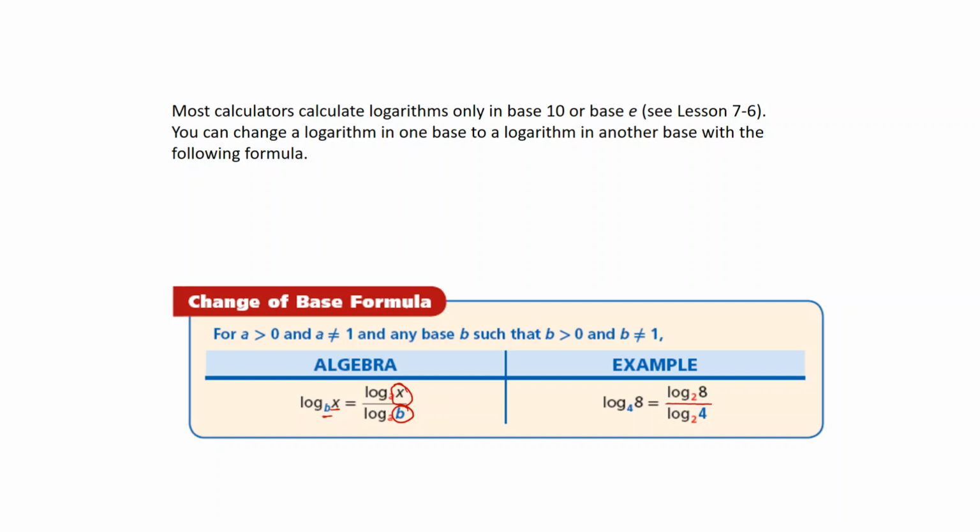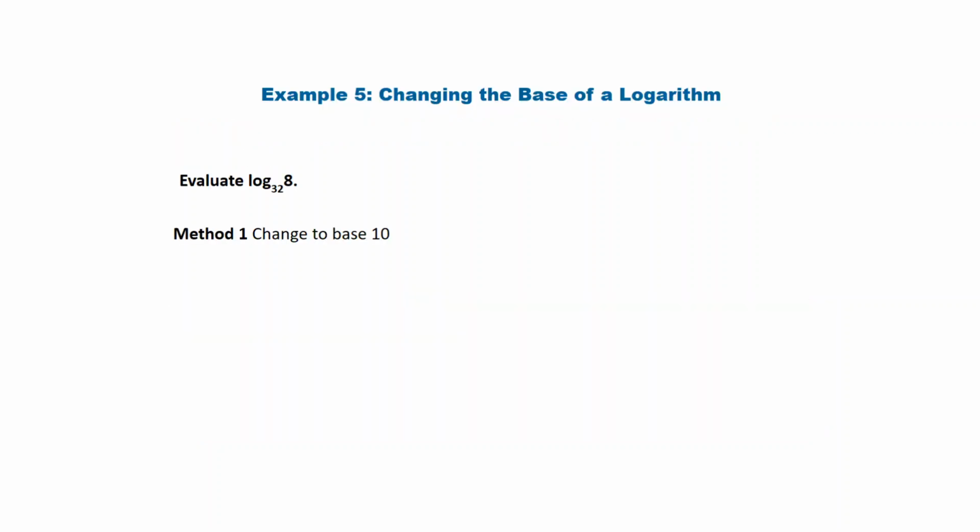It's kind of complicated, but we're going to do some examples now. All right, here's an example to try. We're going to change log base 32 of 8 to base 10. The first thing we want to do is go ahead, and I didn't have to write my base 10 in here because it's understood. So all I have to do is divide log 8 divided by log 32.